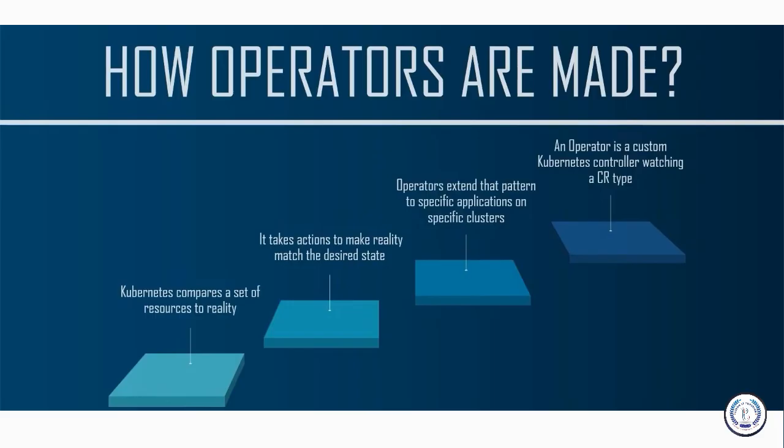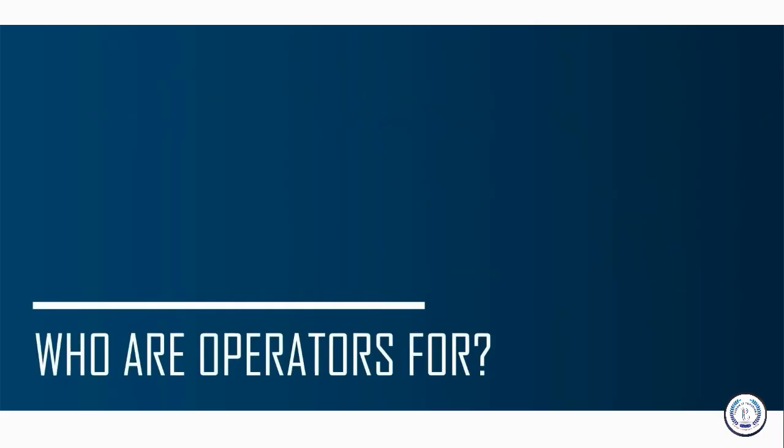Now, for example, the etcd operator knows how to perform particular tasks. An operator knows about its application's internal state and takes regular actions to align that state with the desired state expressed in the specifics of one or more custom resources. Now that we know how operators are made, let's talk about who operators are for.